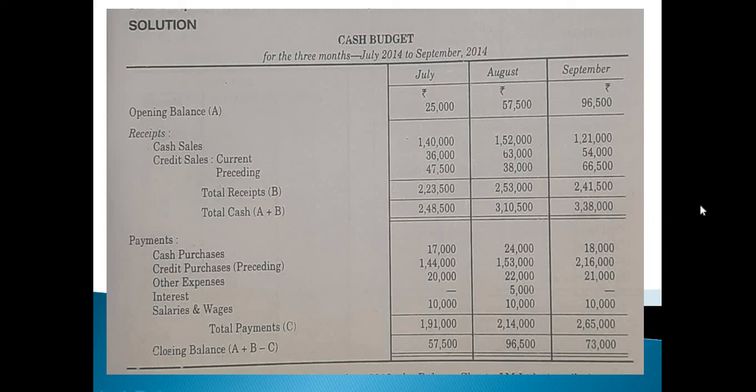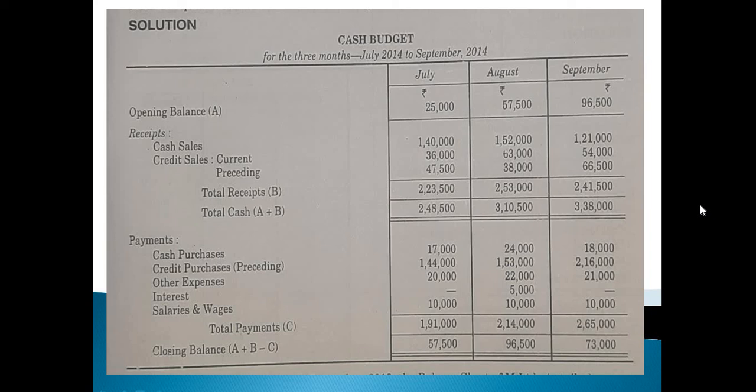Then you less the various payments, so cash purchase 70,000, you can look from the working note. Then the credit purchases, that is the preceding payment of the last month, that is 1,44,000. Then we have other expenses 20,000. Then interest is payable only in the month of August, so it's not here. Then also the salaries and wages, which has to be paid monthly, 10,000. So the total payment is 1,91,000. The difference between the total cash and the total payment is 57,500. So that will be the closing balance. The closing balance of July will be the opening balance of August, so 57,500.